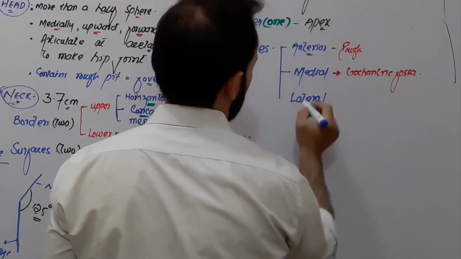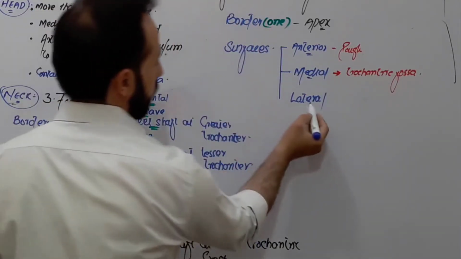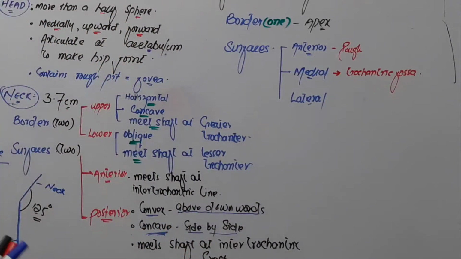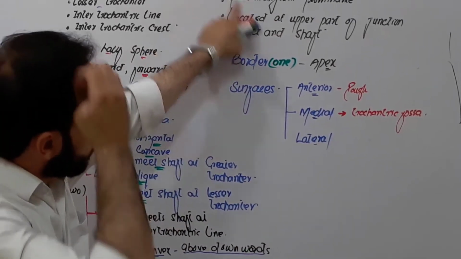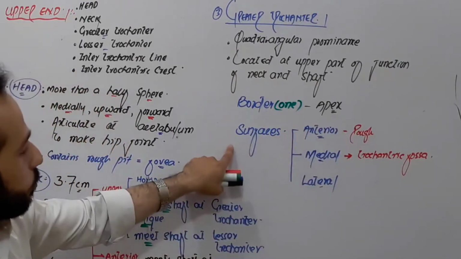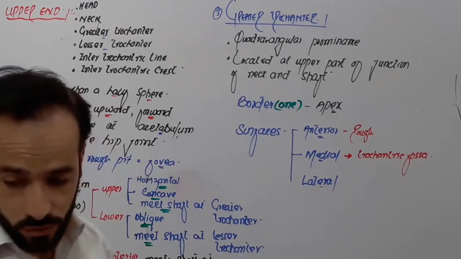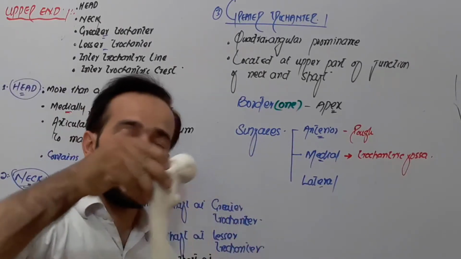So the anterior surface is rough, the medial surface has the trochanteric fossa, and then there is the lateral surface. So how many borders does the greater trochanter have? It has only one border, and it has an apex in it. And how many surfaces? Anterior surface, medial surface, and lateral surface. Done about the greater trochanter.